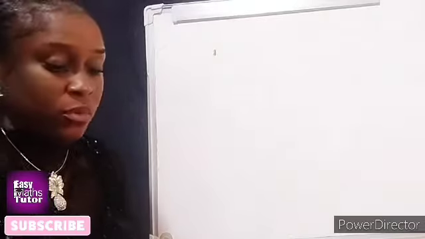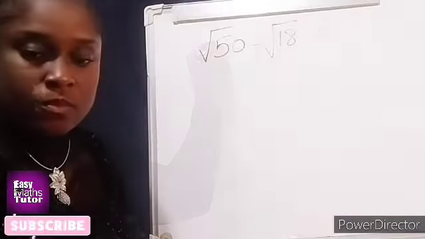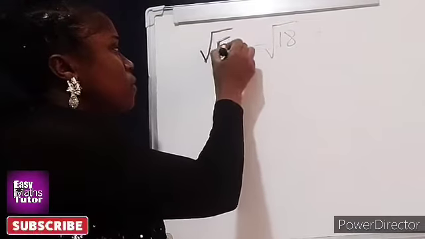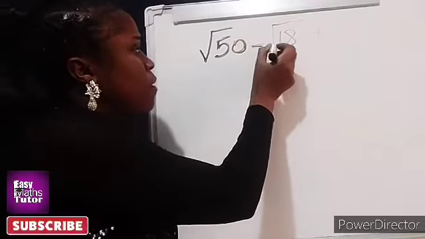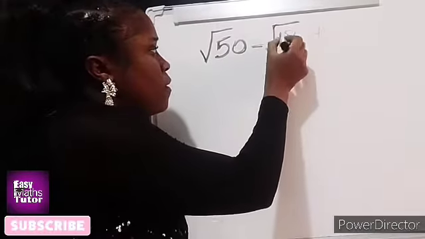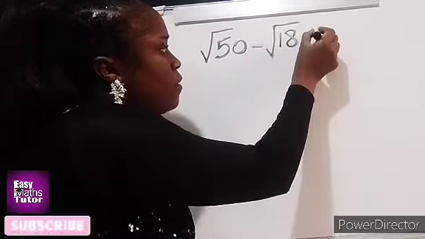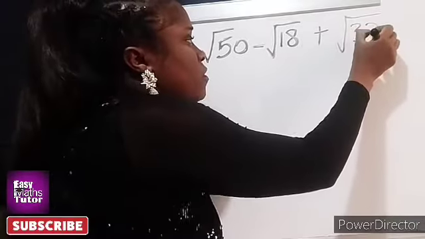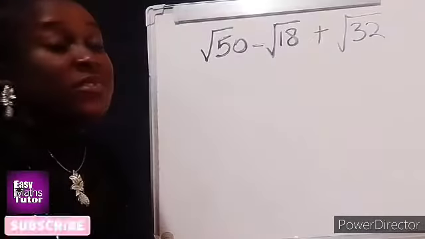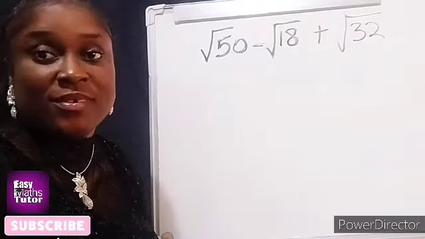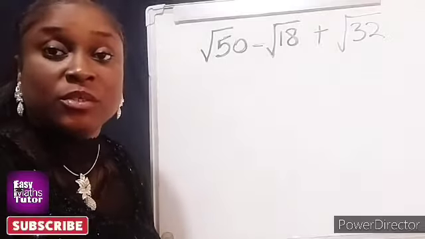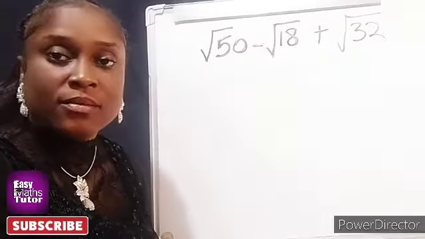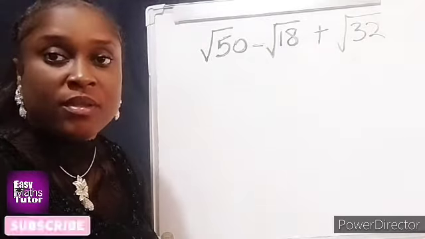So we have a quick example, which is root 50 plus root 18 minus root 32. The question says simplify the surds. So what we're going to do is break down the surds to their most basic forms, and then add the like terms of those that are already basic.